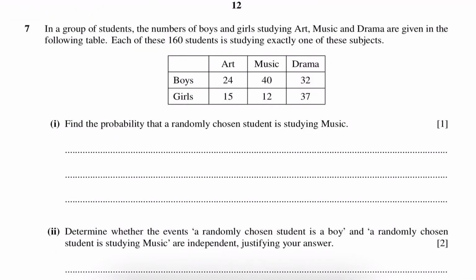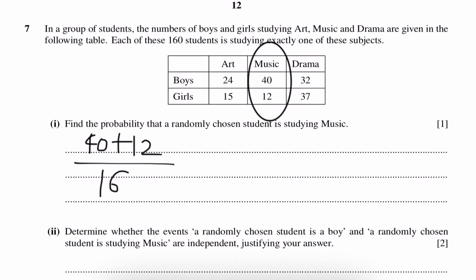Find the probability that a randomly chosen student is studying music. So what you have to do is to add these values under music. So 40 plus 12 divided by the total number of students, which is 160, and you will have a simplified value of 13 over 40.